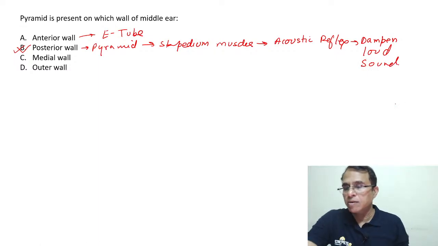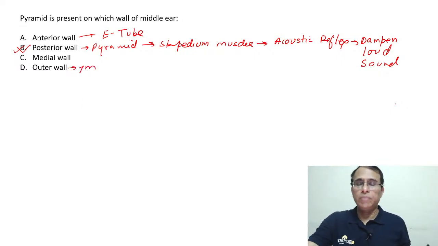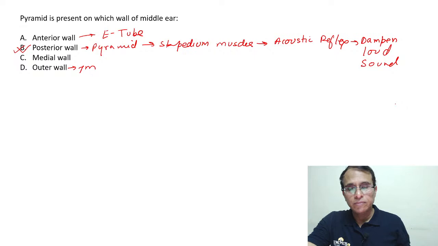Yes, okay. And outer wall is tympanic membrane. So everything that you know about tympanic membrane is applicable to the outer wall of the middle ear. So outer wall is tympanic membrane. Okay. So this is your first question.